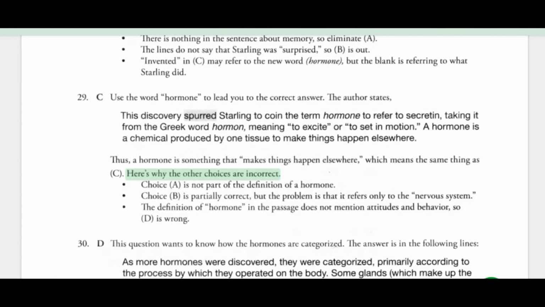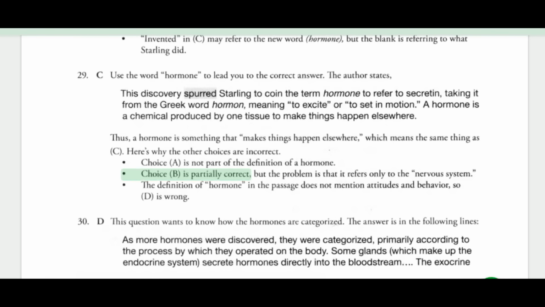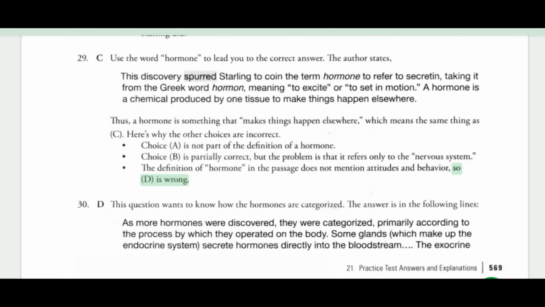Here's why the other choices are incorrect. Choice A is not part of the definition of a hormone. Choice B is partially correct, but the problem is that it refers only to the nervous system. The definition of hormone in the passage does not mention attitudes and behavior, so D is wrong.